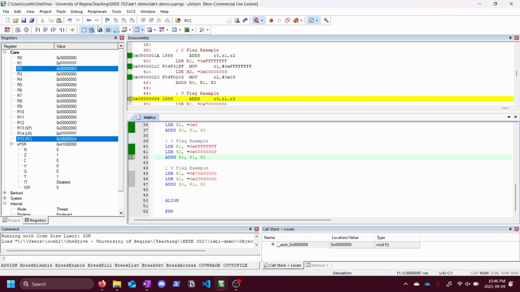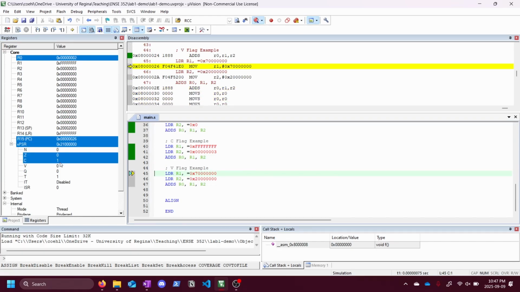So if we step forward here, we'll see that the result should be a hex 2, and we'll see that the carry flag is set because we've overflowed that register. Just like that, we can see the carry flag is set, hex 2. So hopefully that explains the carry flag a bit better for you.